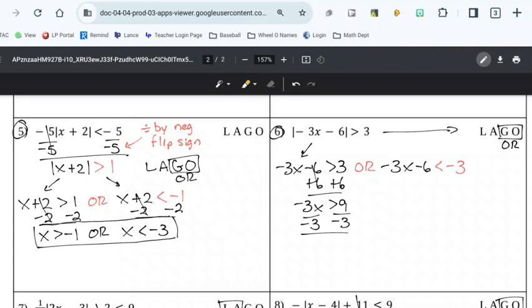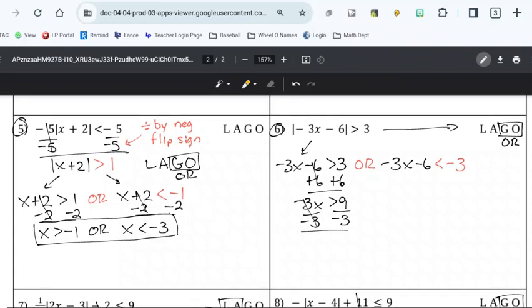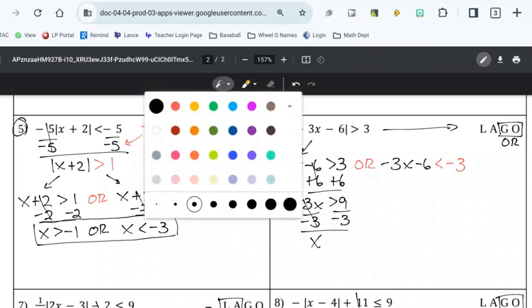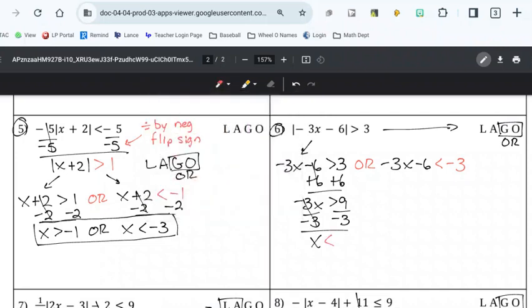Now this time, we are seeing another sign flip, but it's after we've already done logo, right? Because we are dividing by a -3. So that sign is going to flip, and it's going to become a -3. It's still an OR problem. Add 6 to both sides. -3x is less than 3.